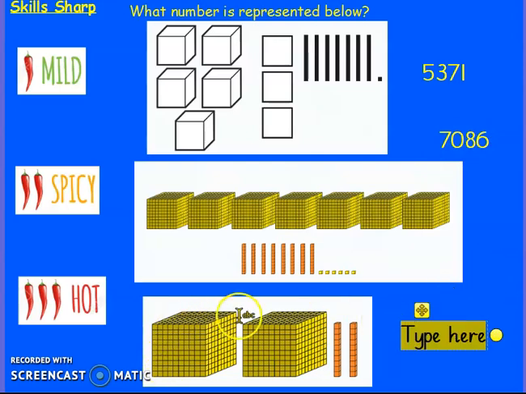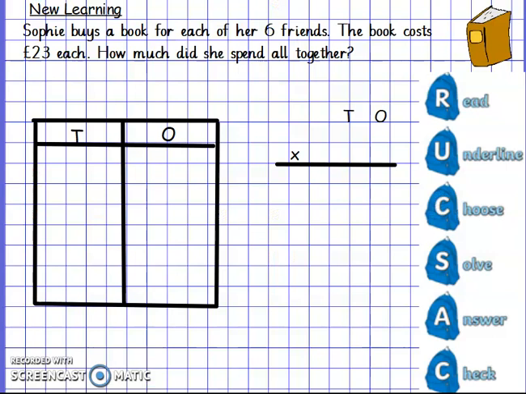Let's have a look at the hot challenge. This time we had 1, 2 thousands. We haven't got any hundreds. We've got 2 tens. And we've not got any ones. Could you read this number with me? 2,020. Well done. I wonder if anybody got all of those right. Can't wait to see in your maths book next week. Great start, Year 4. Let's move on to the main part of our lesson.